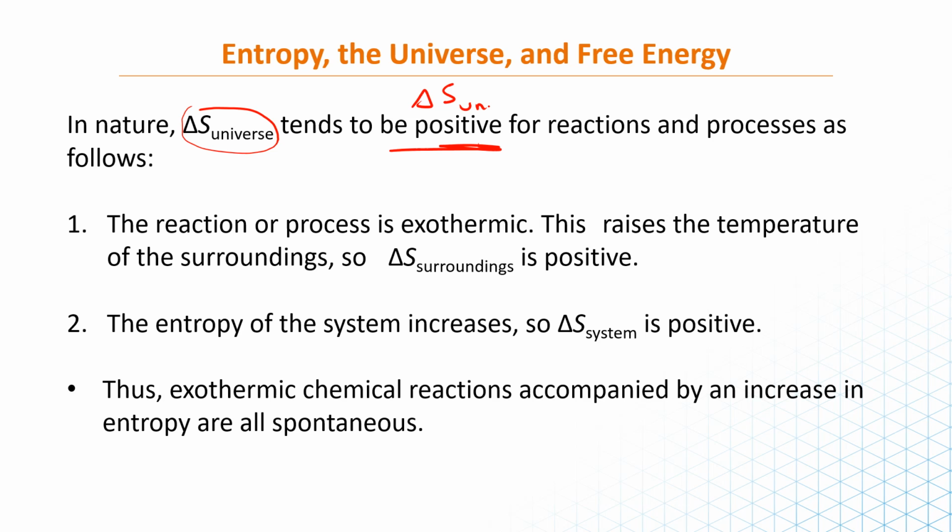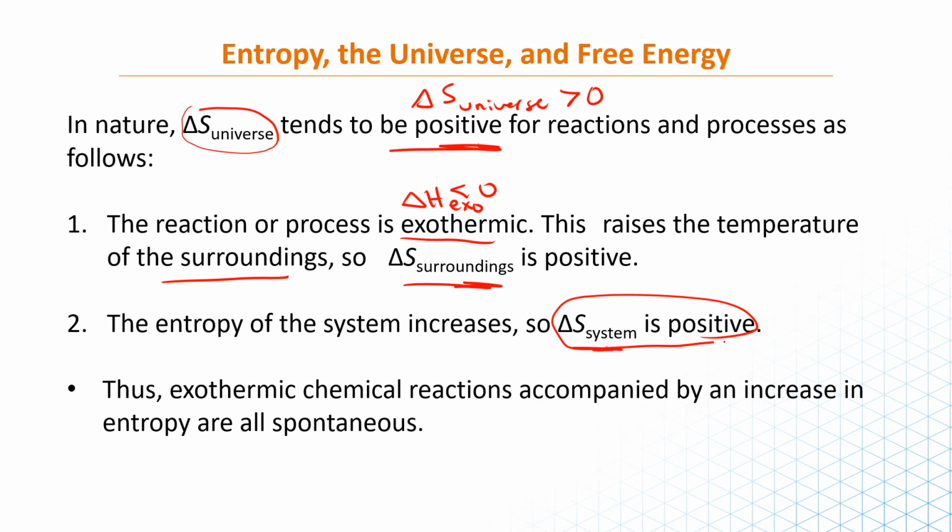Meaning delta S universe is bigger than 0, if the reaction or process is exothermic. So when the delta H is exothermic, less than 0. This raises the temperature of the surrounding, so the delta S is positive. Okay, guys? The entropy of the system increases, so the delta S of the system is positive. Thus, exothermic chemical reactions accompanied by an increase in entropy are all spontaneous.